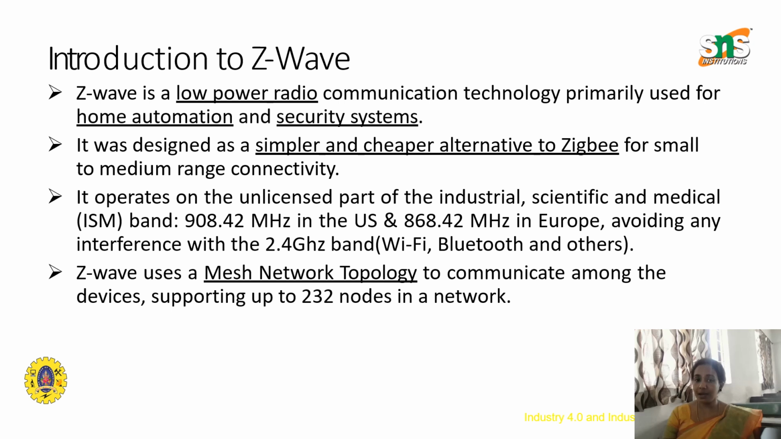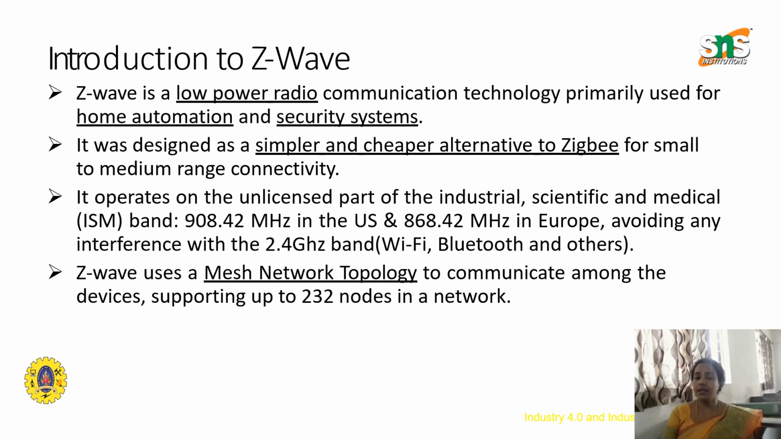So the next one is the Z-Wave communication protocol. This Z-Wave is a low-power radio communication technology. It is mainly used in home automation and security systems. It is usually designed as a simpler and cheaper alternative to Zigbee, and, as with Zigbee, this Z-Wave communication protocol is also used with a medium range of transmission.